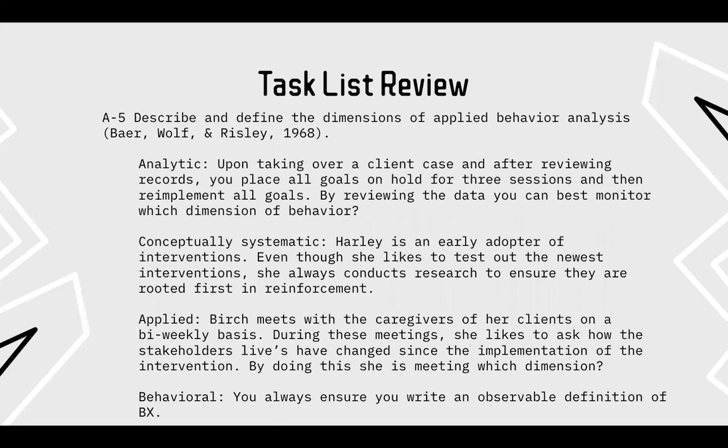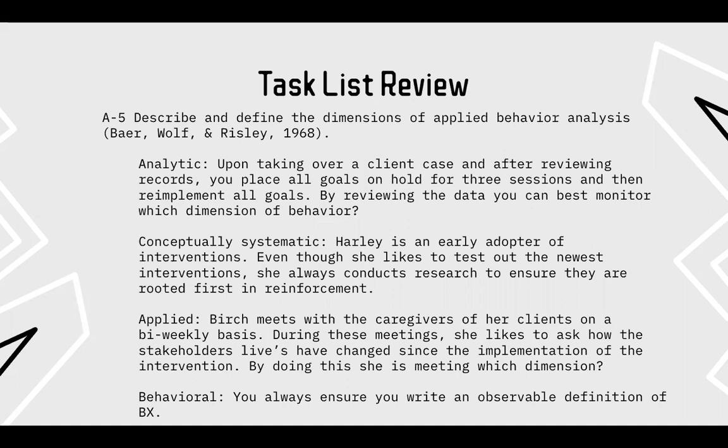All right, and then we'd obviously go through the other ones, which I will do here since we have plenty of time. Analytic, upon taking over a client's case and after reviewing records, or sorry, I should tell you what analytic is first. So analytic means that you have functional relation. C at the end is for control. The way we determine control, y'all know in a reversal design, it goes from baseline levels. Then we see no overlapping data path, right? A significant change, behavior increases or decreases depending on what way you want it to go. And then when you remove the intervention, it goes back to those baseline levels.